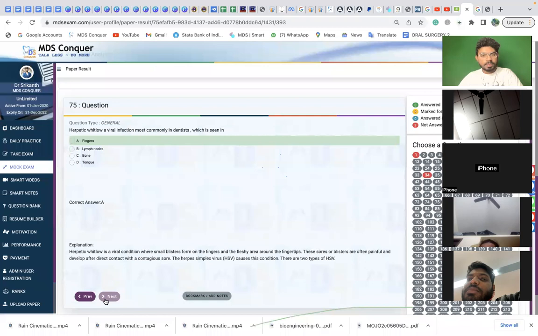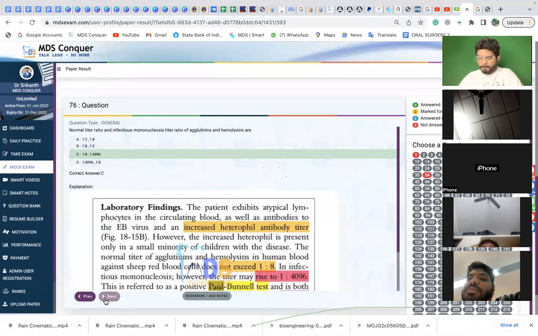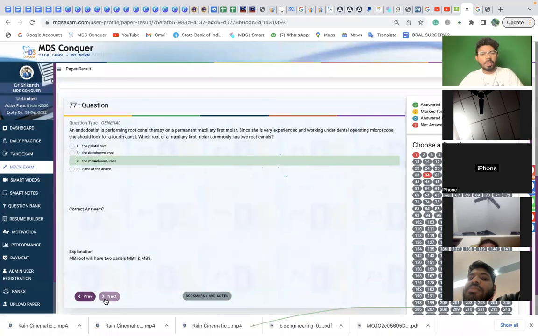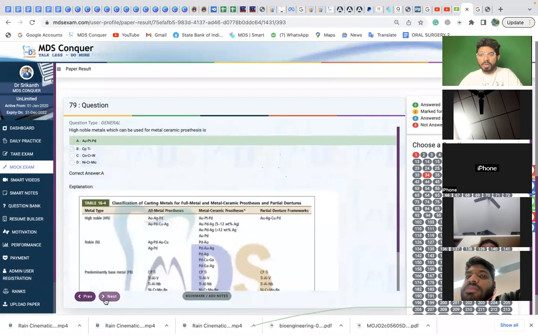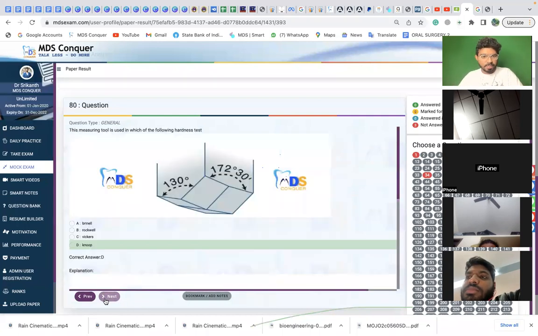Easy question. This is also discussed, not immediately. Easy question. Mesobuccal root, easy question. First generation cephalosporins, easy question. I told you to check out the cephalosporins classification. This I'm considering as difficult. Is it easy? You want me to drop this question in easy?